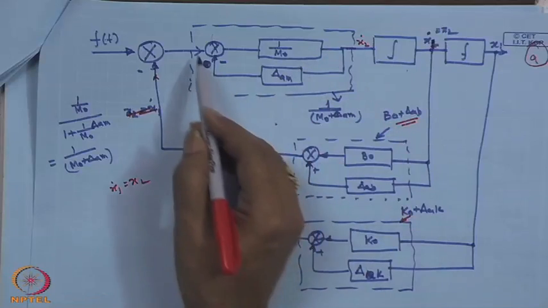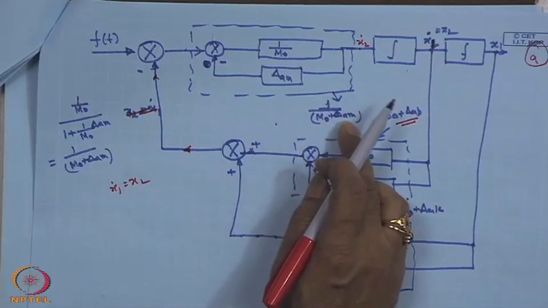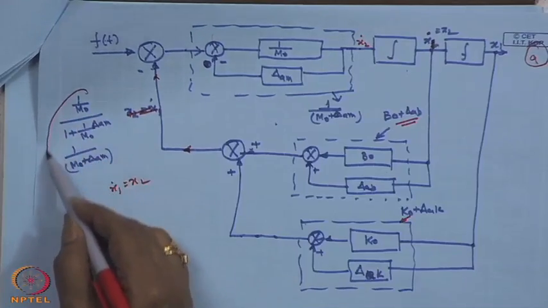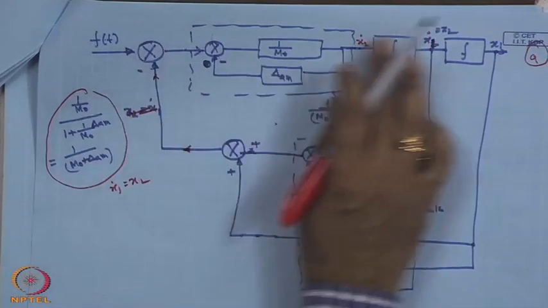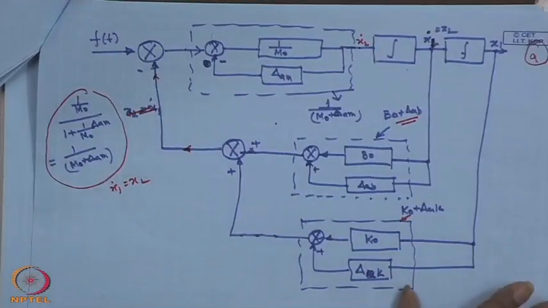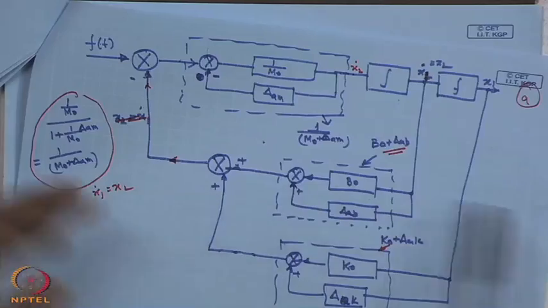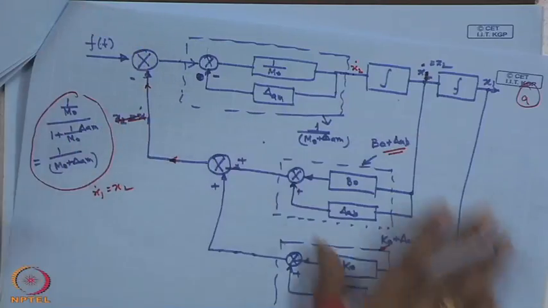If you see just from here to here transformation, it will be 1 by m 0 delta m, which I have shown it here. Agree? So, this is the block representation of that one in state space model. Next is our job is how to write the state space model of this one.